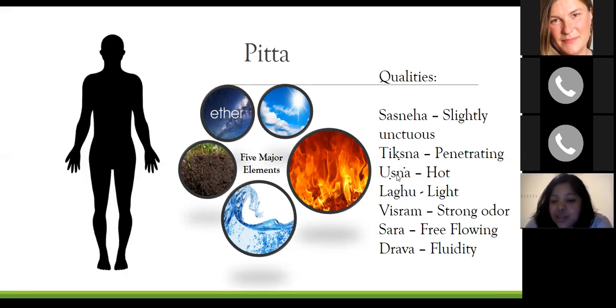You get the visram, sara, and drava because of the combination of the fire and water elements. You get the laghu, ushna, or the hot, light, and tikshna, or penetrating, predominantly because of the fire element qualities. And the sasneha, or the slightly unctuous, is due to the water component of the Pitta. So that's how you end up with these qualities associated with the Pitta dosha. Okay?